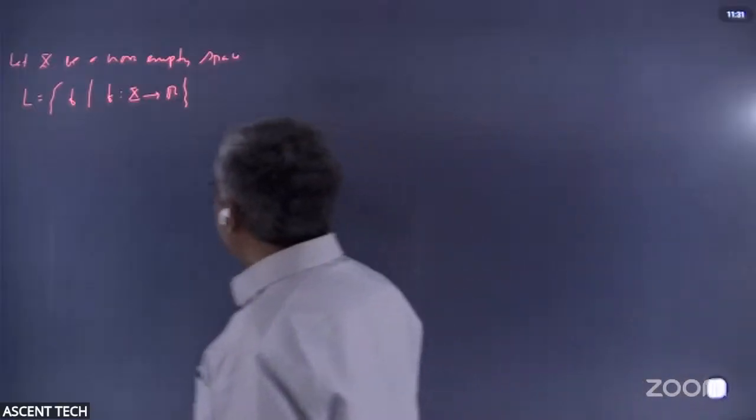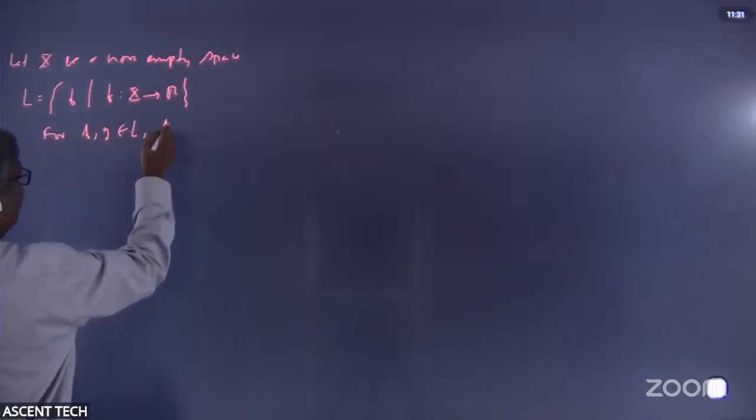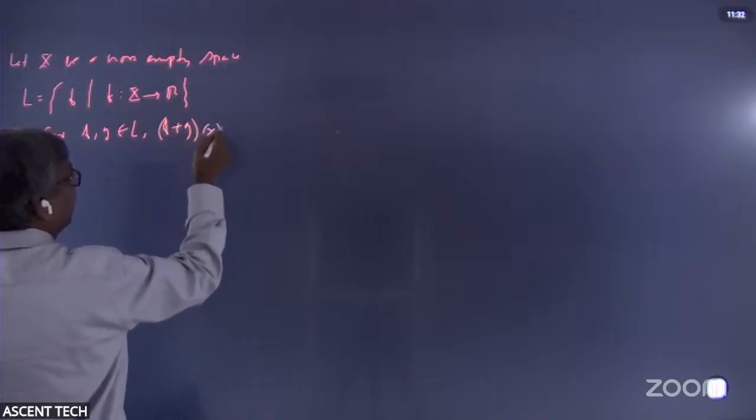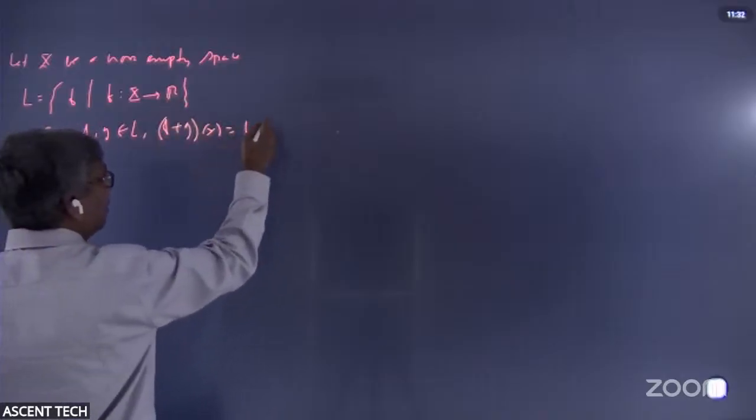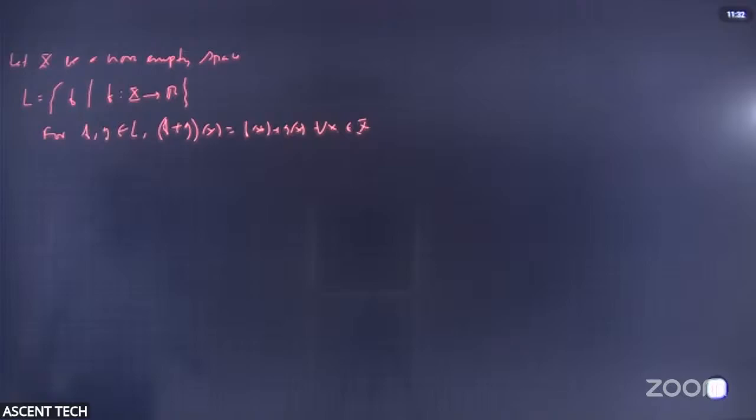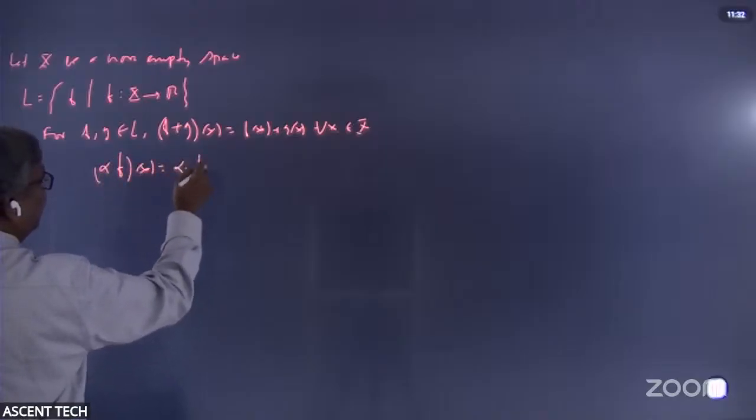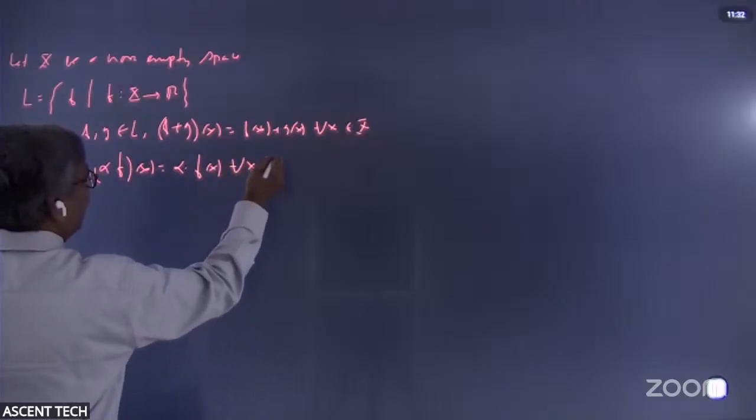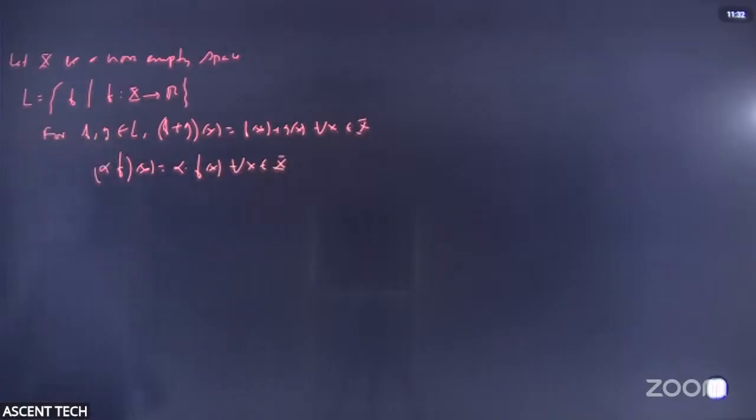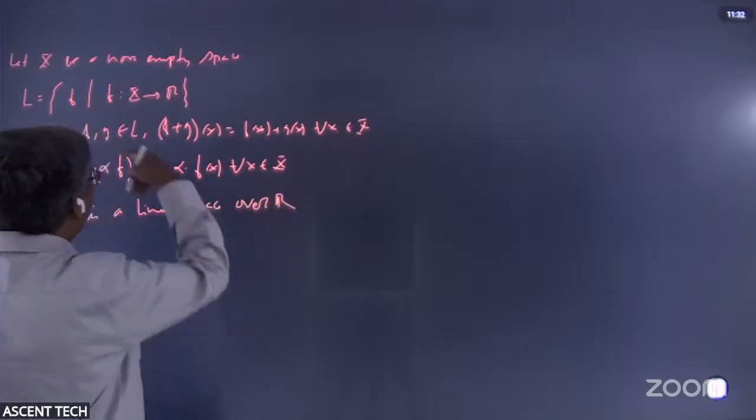So L with addition of functions: for f, g in L, f plus g is another function. What is f plus g of x? f plus g of x is f x plus g x. They are in R for each x in X. So that defines f plus g. And the multiple alpha f at x is alpha into f x for all x in X. So these two operations make L a linear space over R, or it can be over C also.